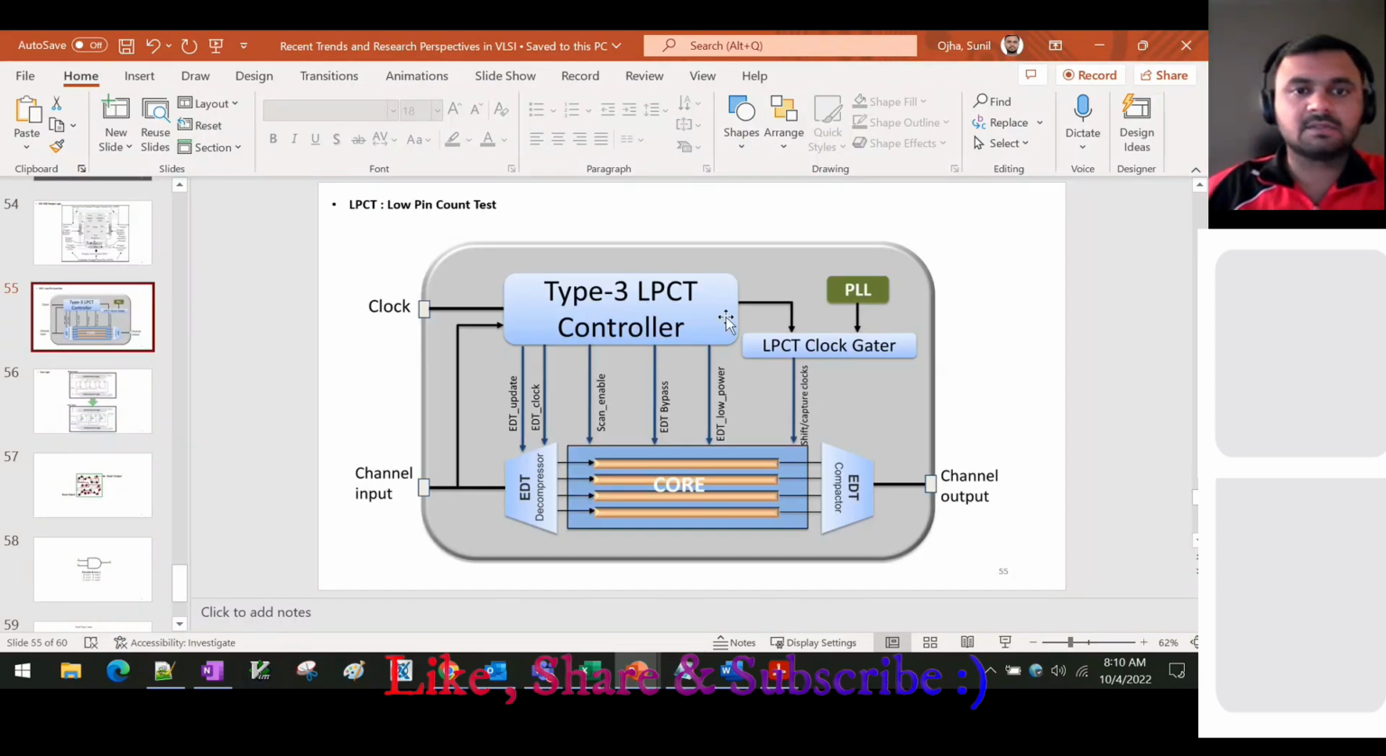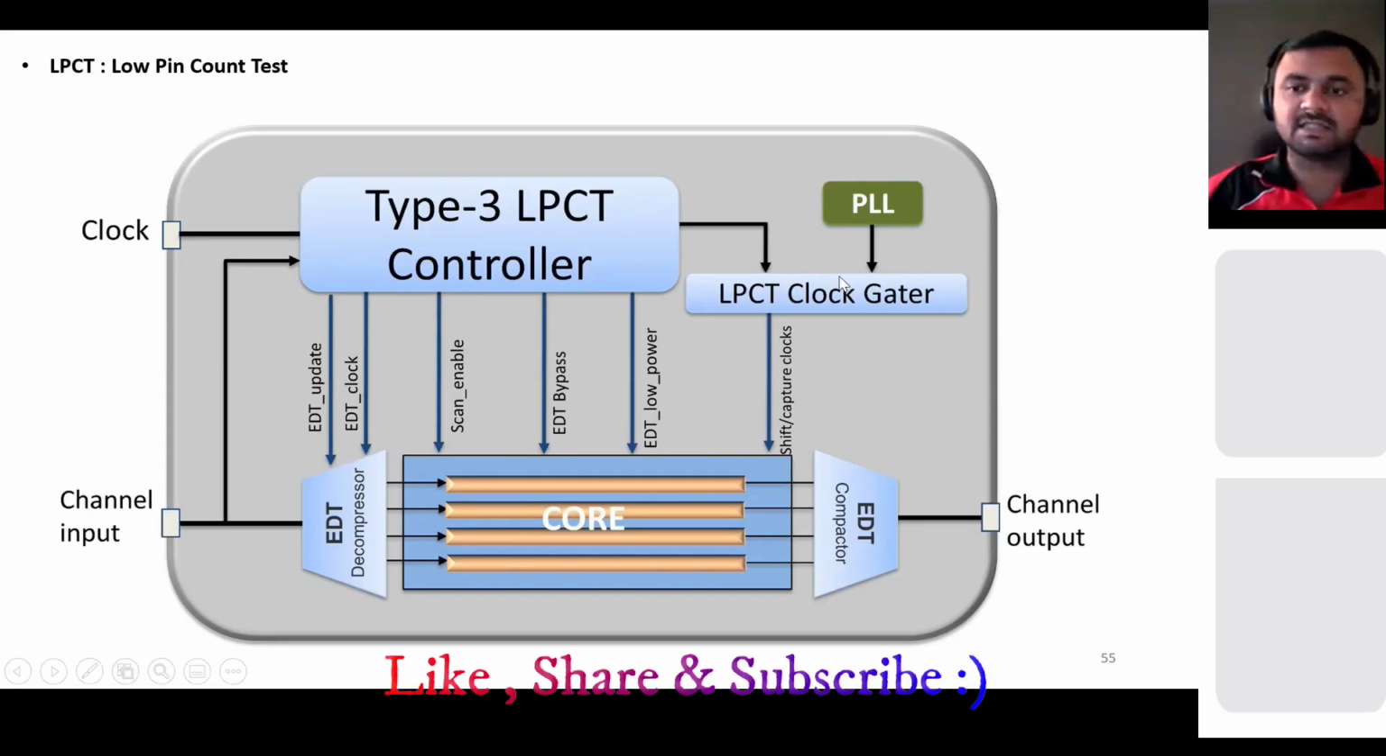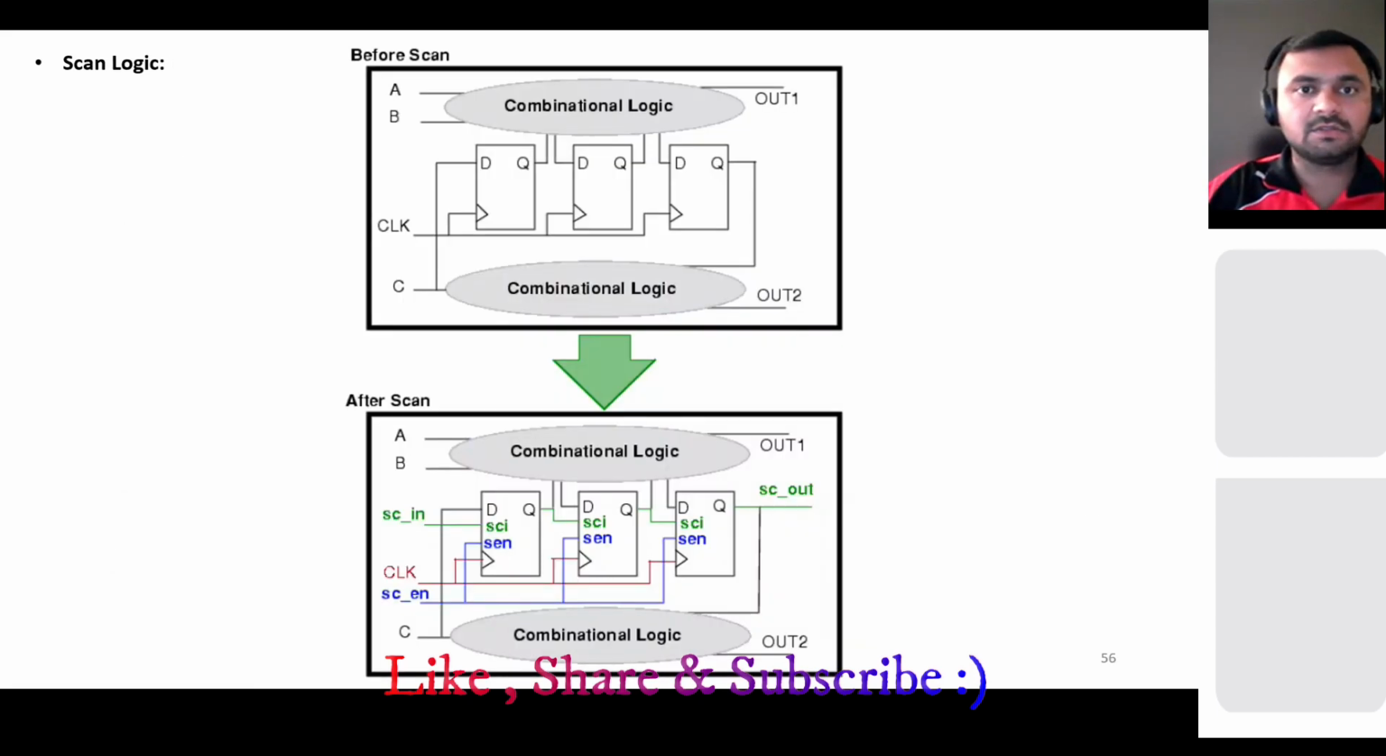So we were here. Now we have covered almost all the instruments at the overview level, and basically we'll try to see the scan logic. So suppose this is a block. Before scan it looked like this: you have some combo logic, some flop, again some combo logic, and some inputs and outputs.